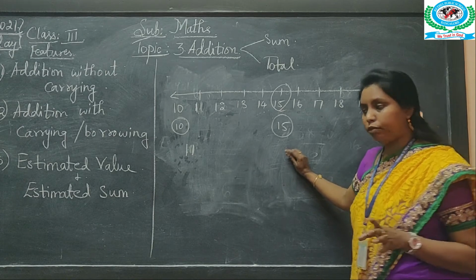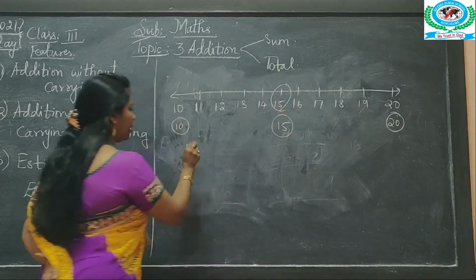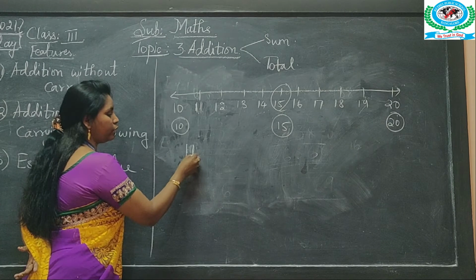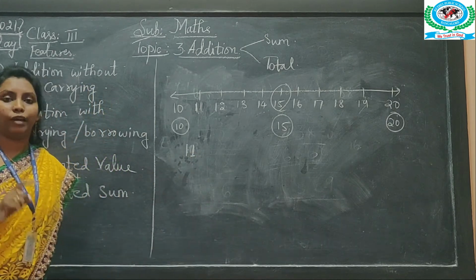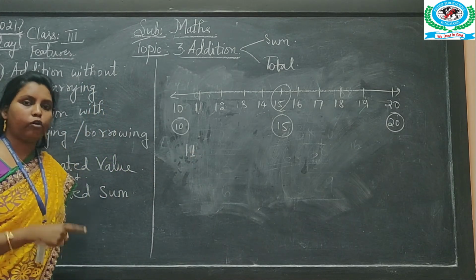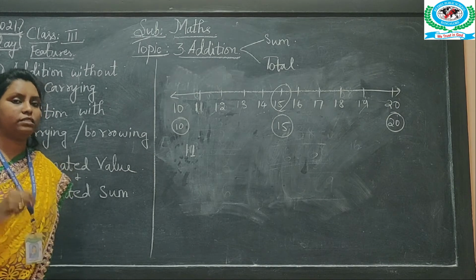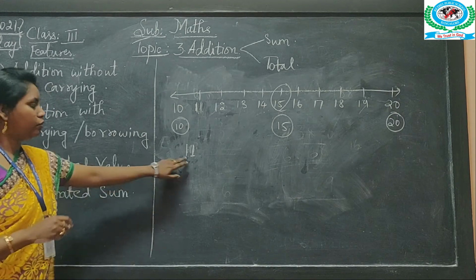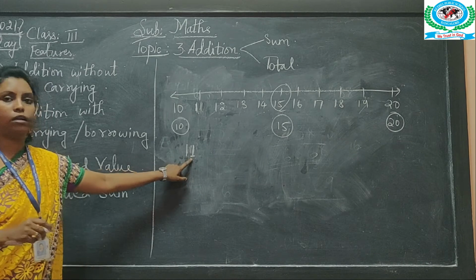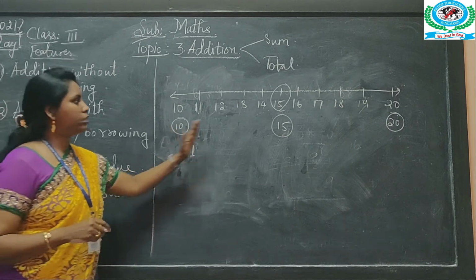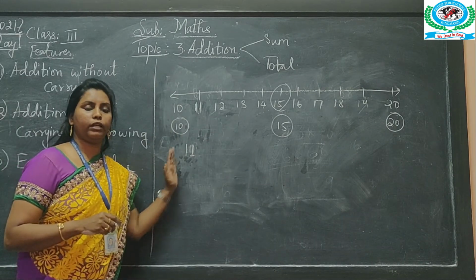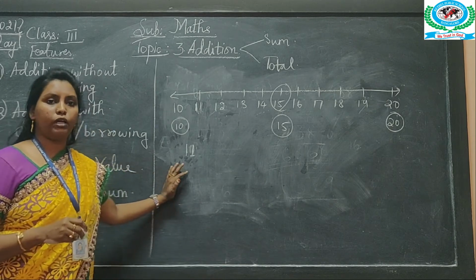So here what you have to see is the unit place value number, whether it is 5, more than 5, or less than 5. When the unit place value is less than 5, it falls on this side, the decreasing side.